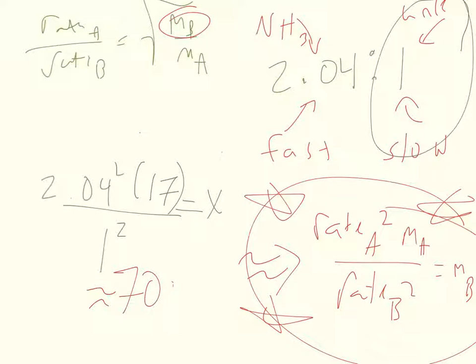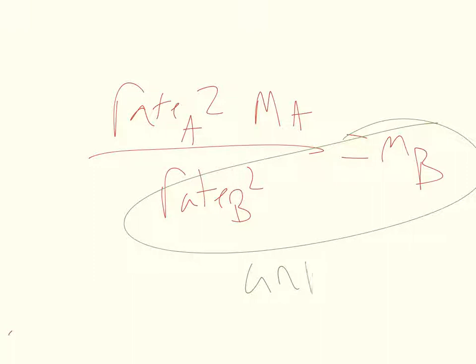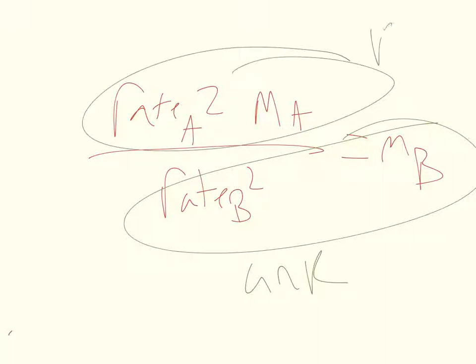And if you're really stuck, the equation, if you just want to memorize an equation that would work best for you, is the one we derived here. You're going to end up using the rate of A squared times the molar mass of A divided by the rate of B squared equals the molar mass of B, where this part of the equation is your unknown, and this part of the equation here is your known.